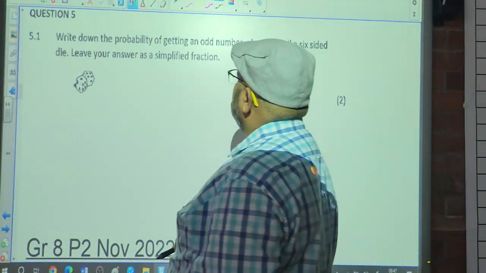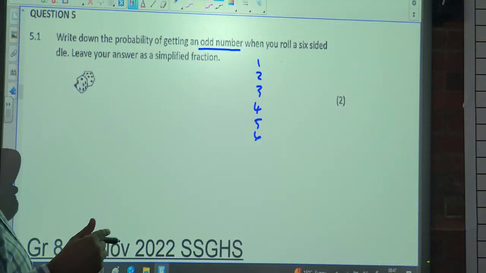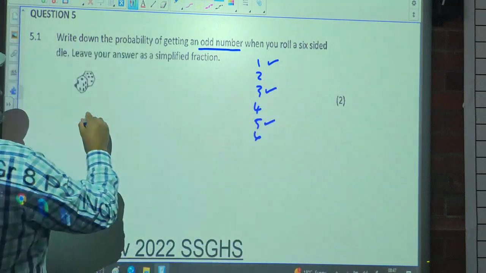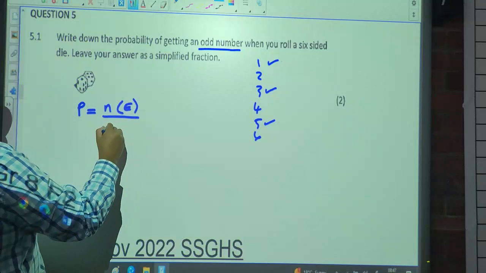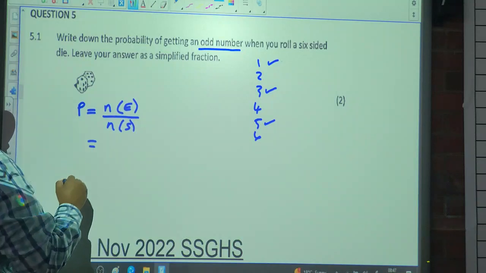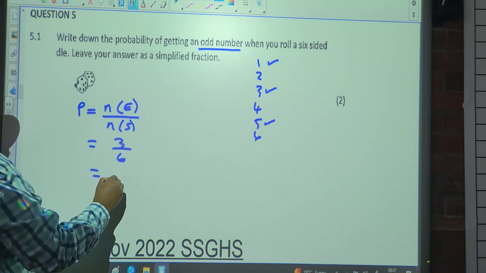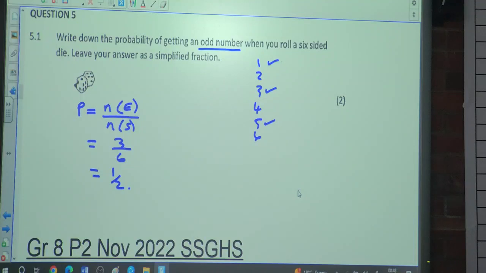They want to know the probability of rolling an odd number. Which numbers are odd here? 1, 3, 5. So the probability is the number of favorable outcomes over the number of possible outcomes. It's simply 3 over 6, which is a half. You can write it as a half, 0.5, or 50-50.